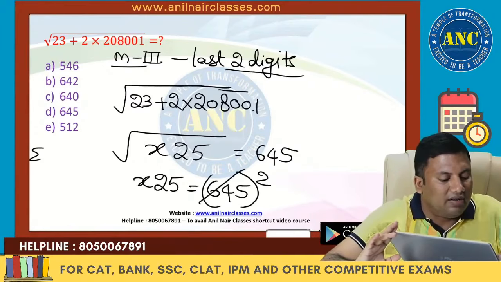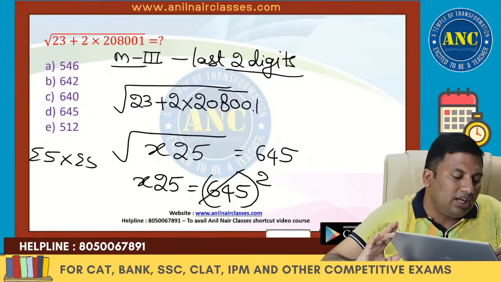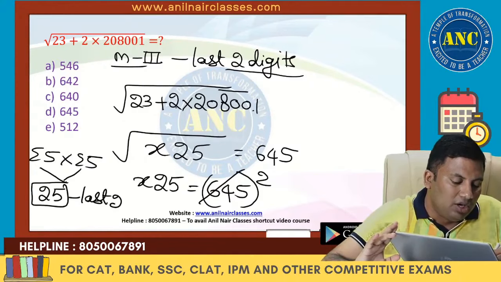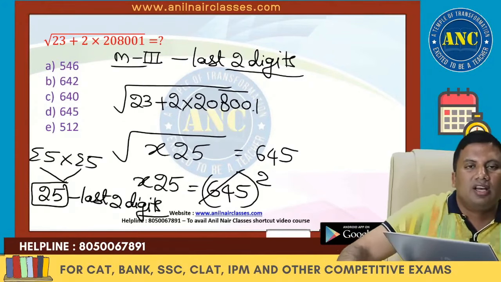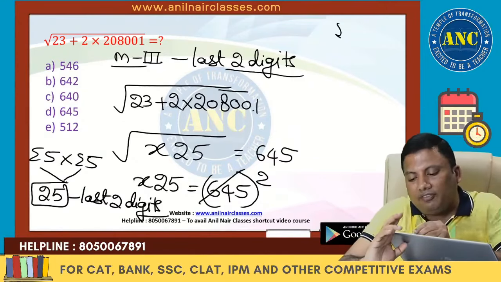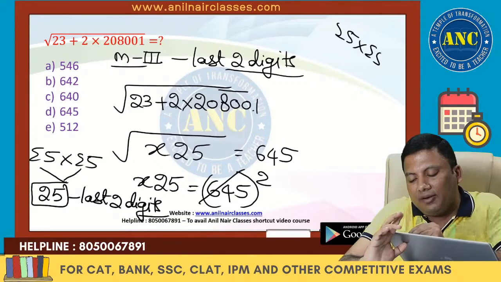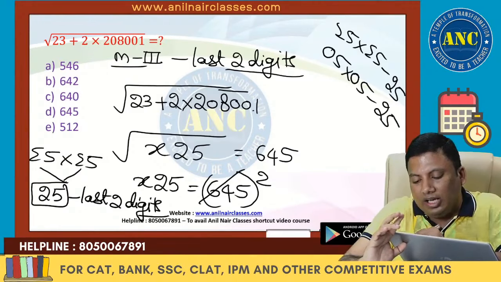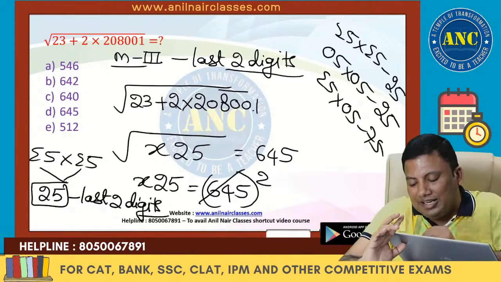64, it is an even number. Even number ending with 5 into even number ending with 5: last two digits will always be 25. You can also use the last two digits logic. Even 5 into even 5, 25. Last two digits is always 25. Odd 5 into odd 5, last two digits is 25. Even 5 into odd 5, last two digits is 75.